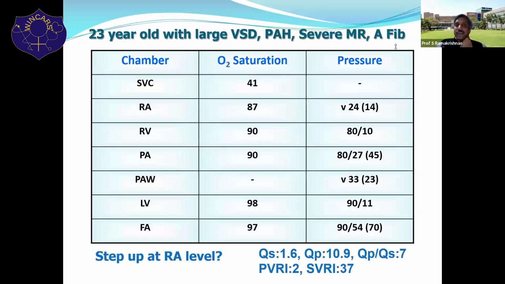Then the other question in this case is, how is the step up happening at the RA level with a VSD with PH with severe MR? Why is the step up happening at the RA level? If it is MR, there has to be an ASD, for example. So is it a large ASD or not? Anybody want to comment? Is there a large ASD here or not?